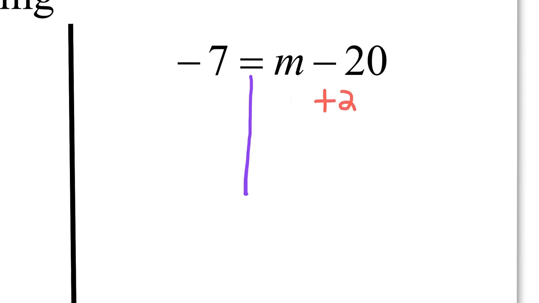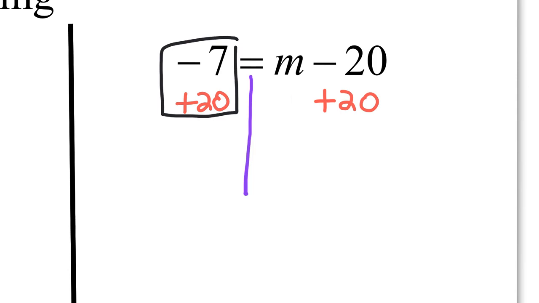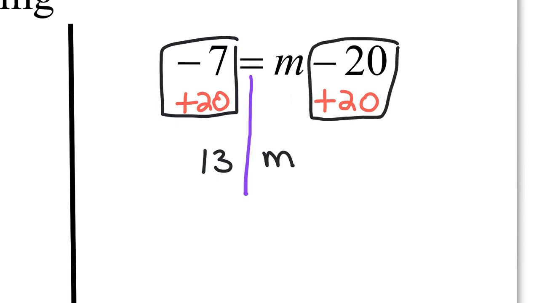So I'm going to add 20, and then I go to the other side, and I add 20 to the left side. On the left side, negative 7 plus 20, that's going to be 13. On the right side, I'm going to bring down the m, and then I'm going to do negative 20 plus 20. Cancels. That equals 0. They're opposite from each other, so you guys don't need to put that 0. Now, if you guys use the equal sign, 13 equals m, that is the correct answer.